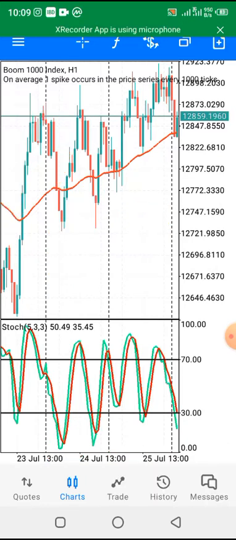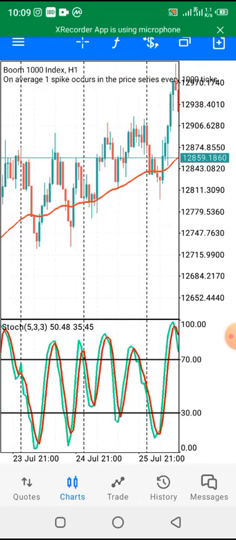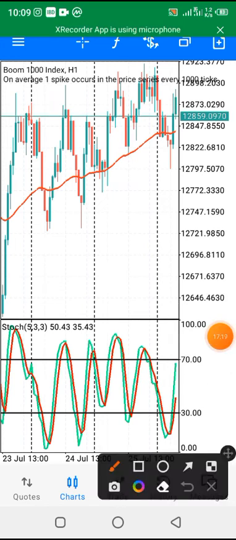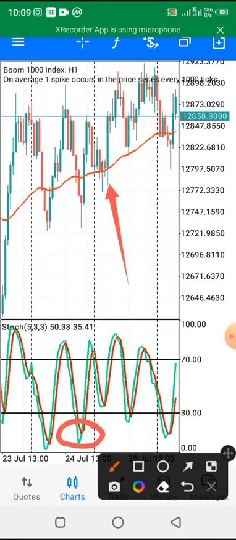As you can see here again, look here, guys. Price was still trading above this moving average. You can see it was still trading above the moving average, right? So the stochastic again was around the 30 region. After the crossover of the stochastic lines, it was around here, right?